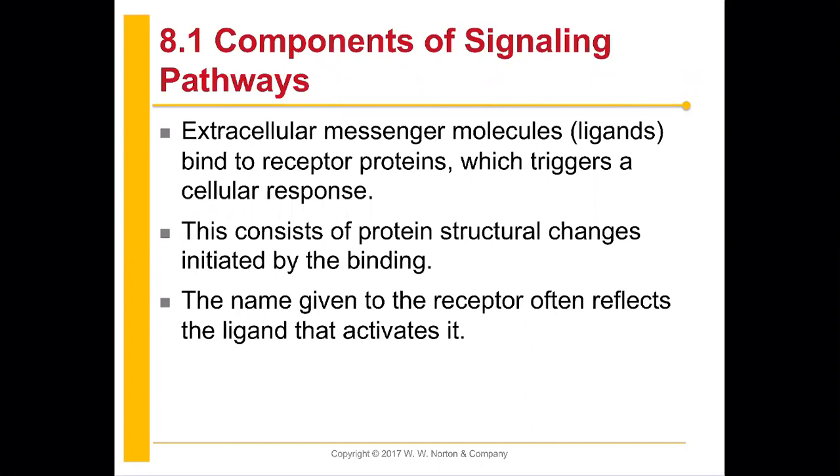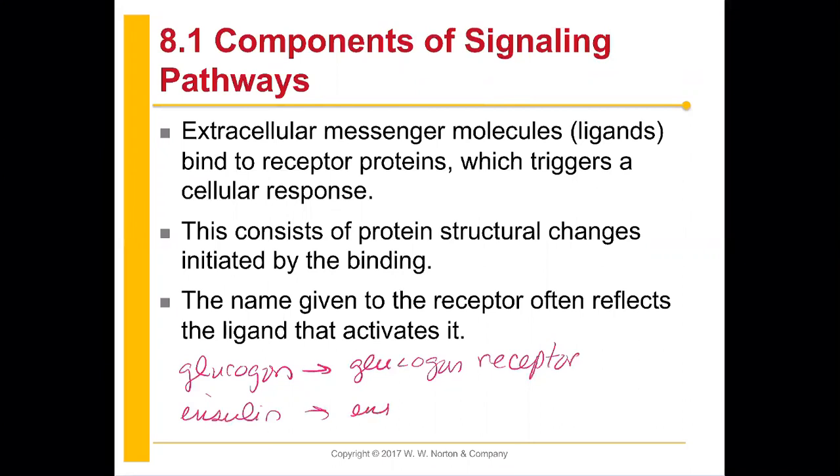It's really nice in biochemistry. Finally, we've got to some things where things are named correctly, where the name of the receptor reflects what ligand activates it. So if you have, for example, glucagon, that is the ligand, and that ligand is going to activate the glucagon receptor. Oh, magical, so nice. Insulin. Insulin's going to activate, guess what? The insulin receptor. Oh, finally they named something well.